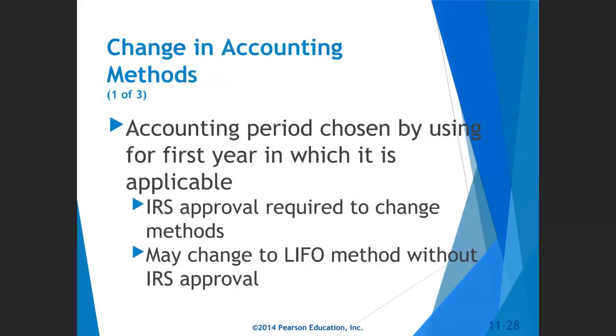A change in accounting method. In general, a new taxpayer elects an accounting method by simply applying the selected method when computing income for the initial tax return. If a particular item does not occur in the first year, the accounting method is elected in the first year in which the item occurs.